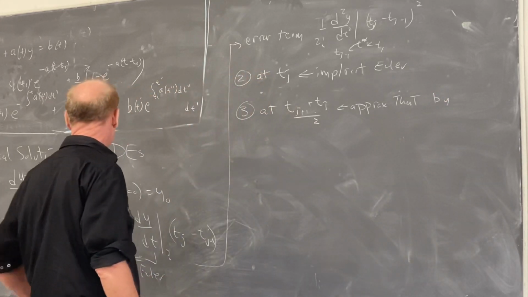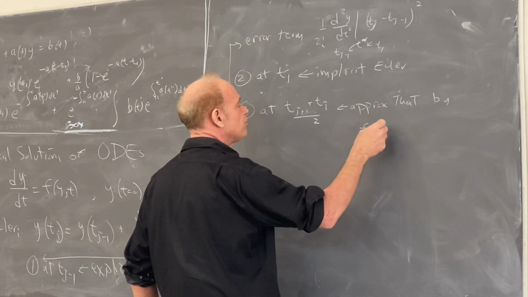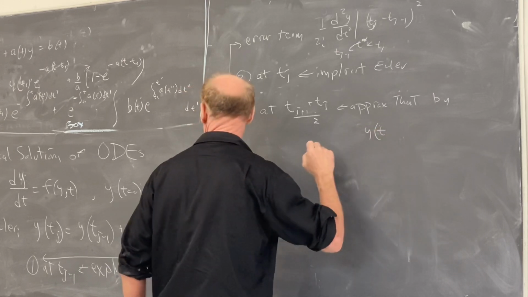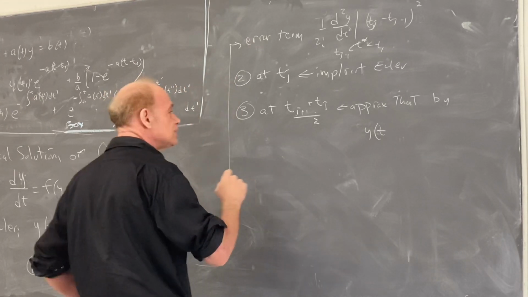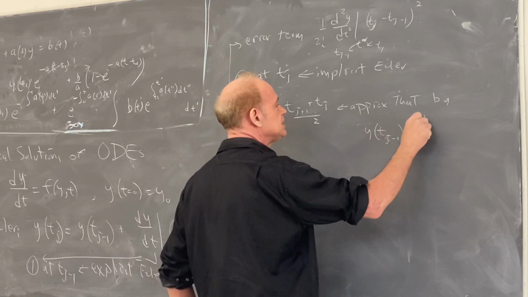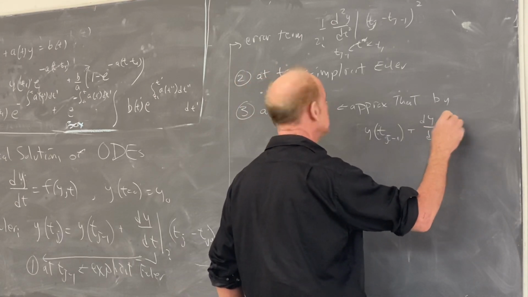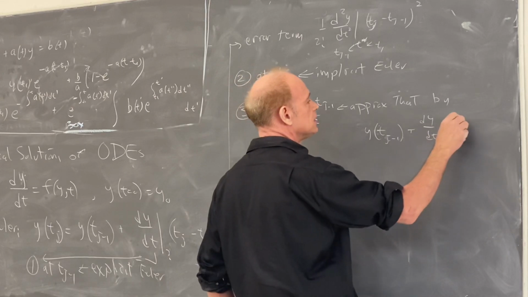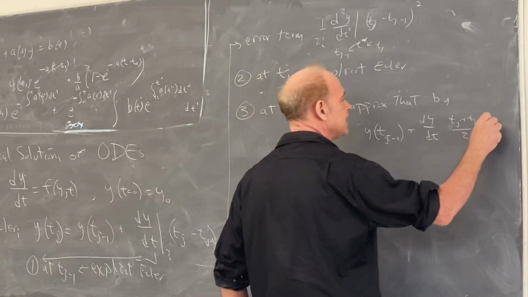by the same equation. So I can approximate that by y of tj minus 1 plus dy/dt times tj plus tj minus 1 over 2 minus tj minus 1.